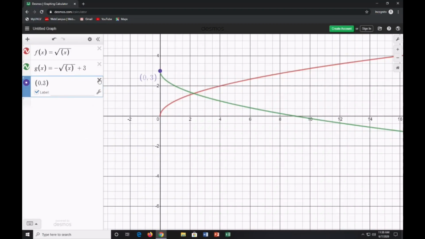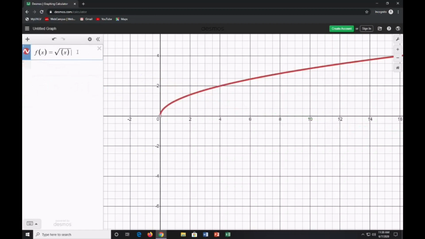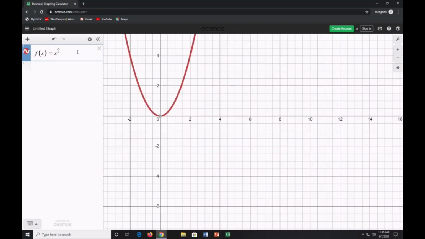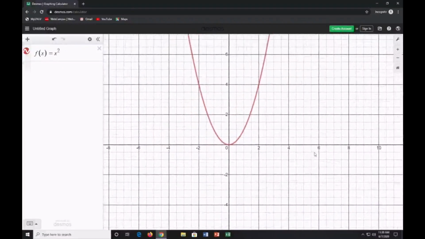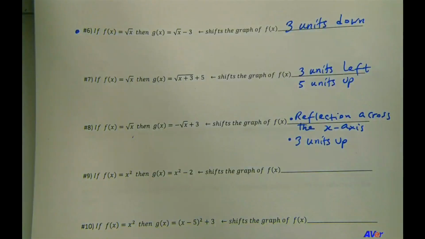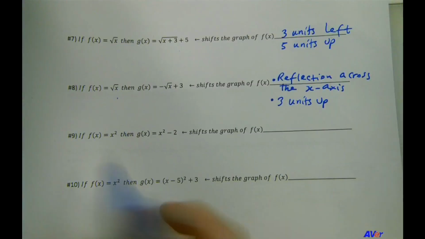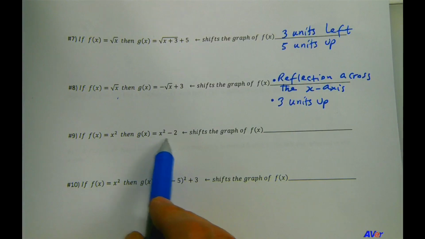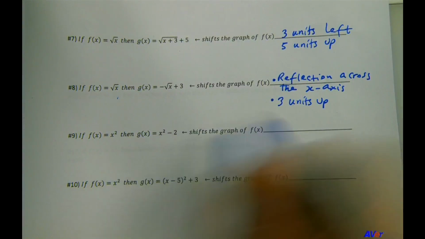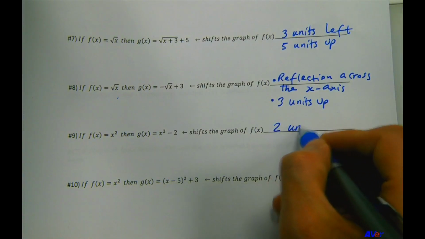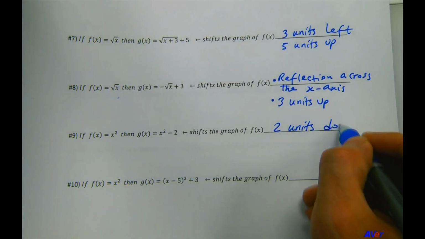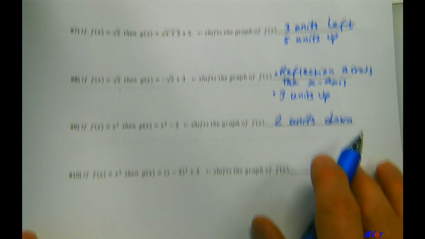Okay, so number 9, which is next, is the quadratic function. That's the original quadratic function, but let me go back to the document camera so you can see what's going on. Here, the quadratic function is transformed using the g of x function, which is x squared minus 2. How does this shift occur? It's 2 units down, right? Minus 2.